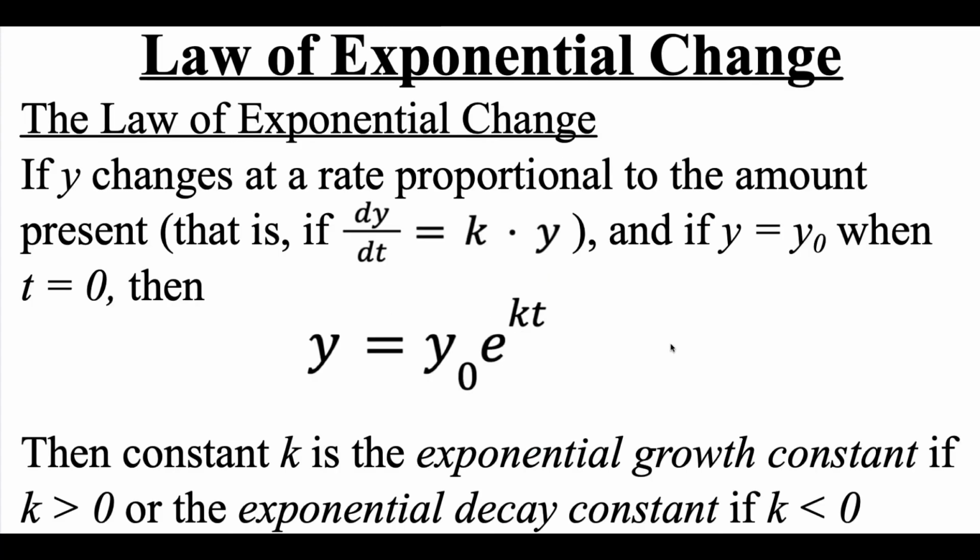So really what we've just gone through and talked about was the law of exponential change. So if y changes at a rate proportional to the amount present, so if we've got that dy/dt equals k times y, and if we know that y is equal to y sub 0 when t is equal to 0, then we can write out the equation y equals y sub 0 times e to the kt. And again, that constant k is the exponential growth constant if it's positive, or we call it the exponential decay constant if it's negative. That's going to be it for this video.